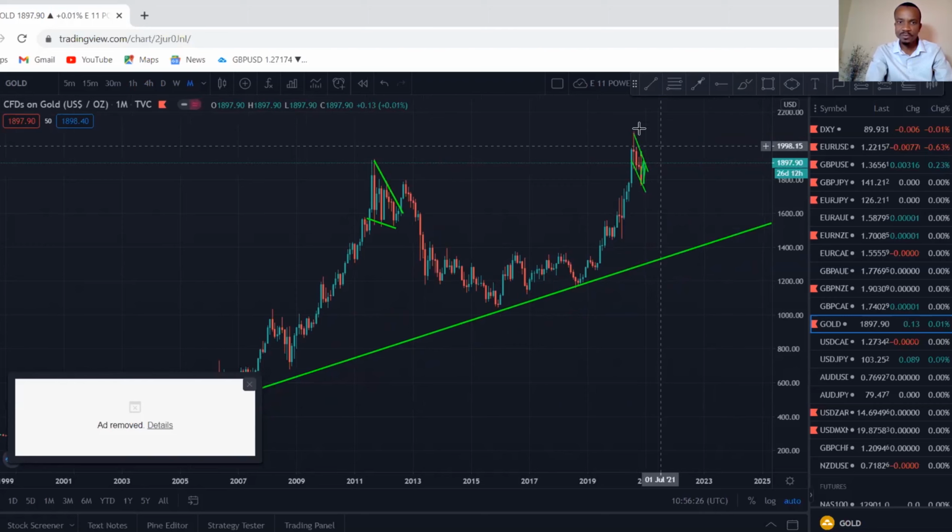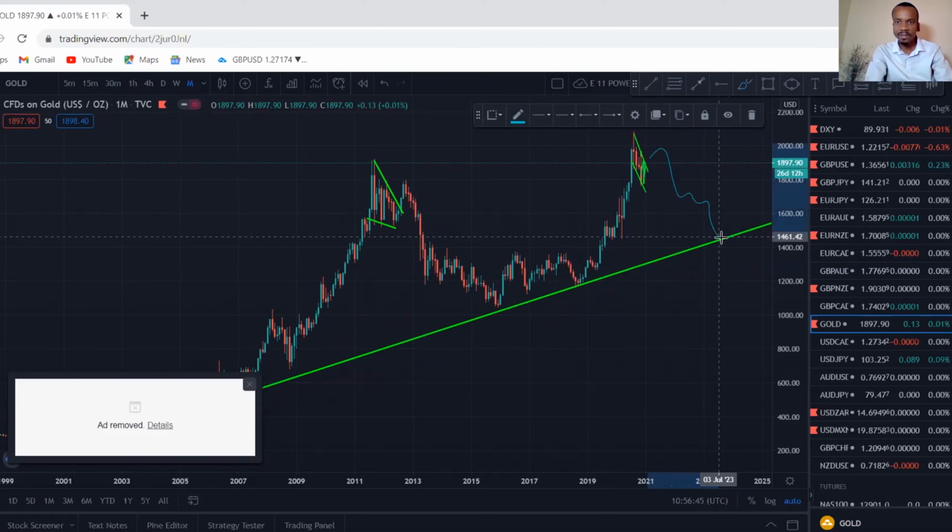If price doesn't break this level, from a monthly time frame we anticipate that price might decide to break to this level, form some M formation or double top, then move to the downside, test this level, then shoot back up. So that's our thought process on gold.